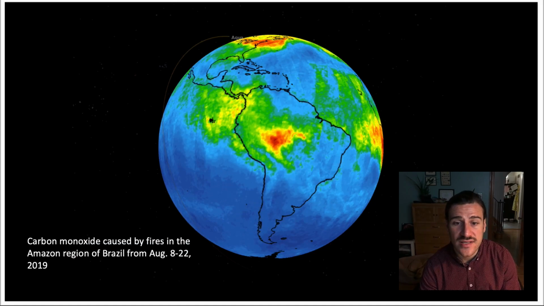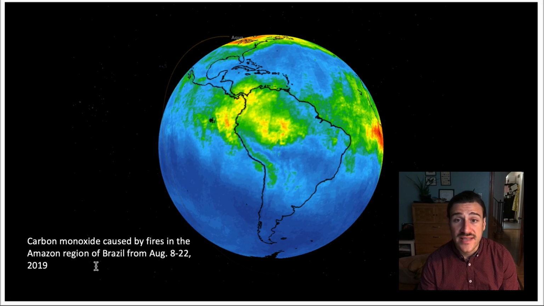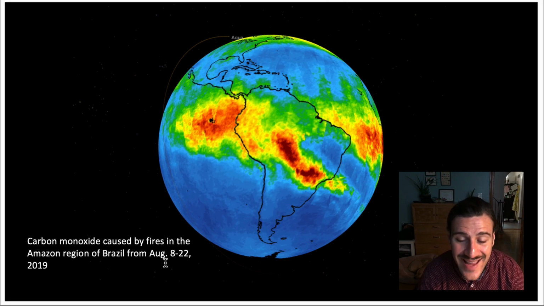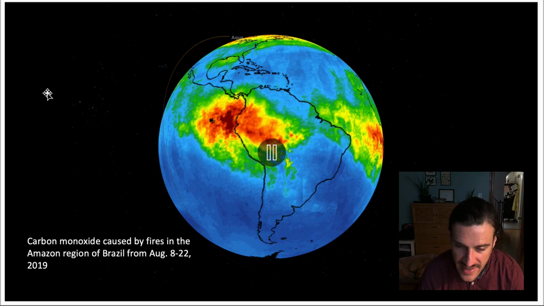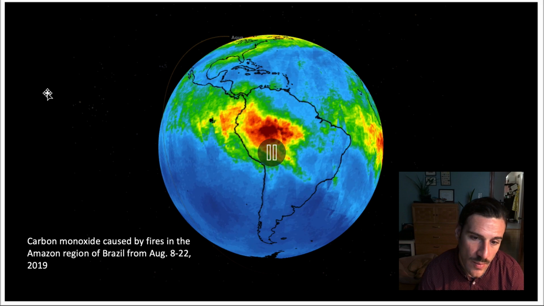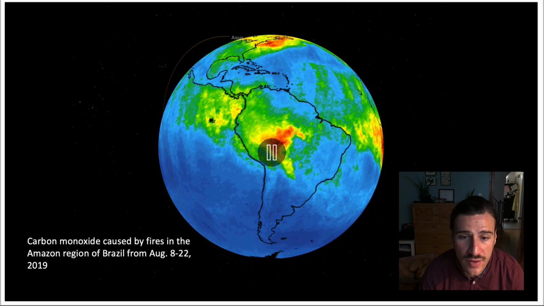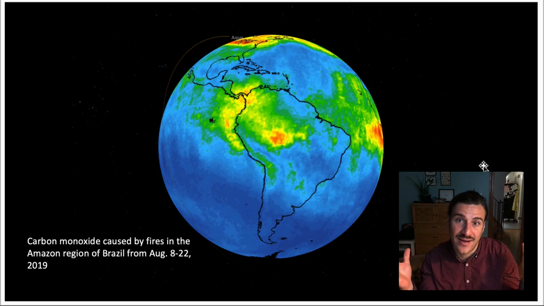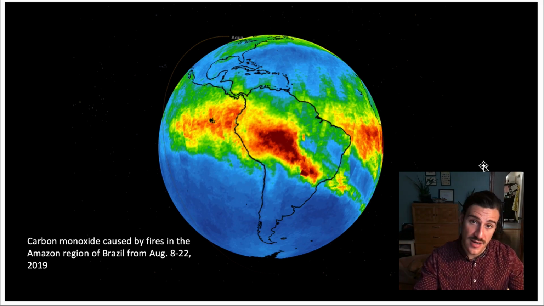So this has global implication. This is carbon monoxide caused by fires in the Amazon region from August 8th to August 22nd in 2019. Look at how much carbon monoxide is released. And you can see this is a global interaction, right? Instead of the Amazon sequestering carbon, it's releasing carbon now, right? That's what happens with combustion. This chemical reaction releases carbon, right?